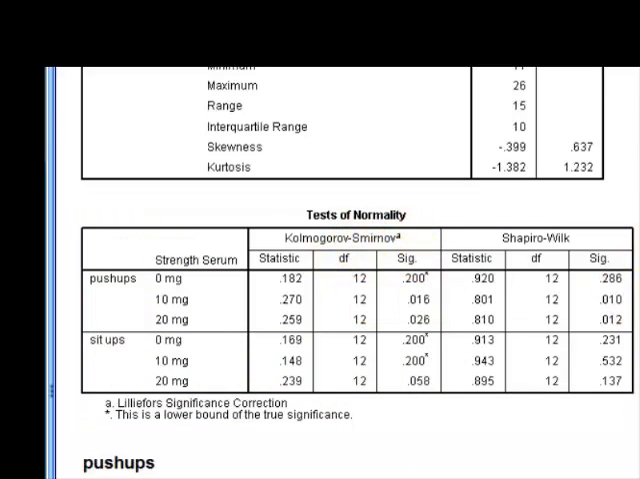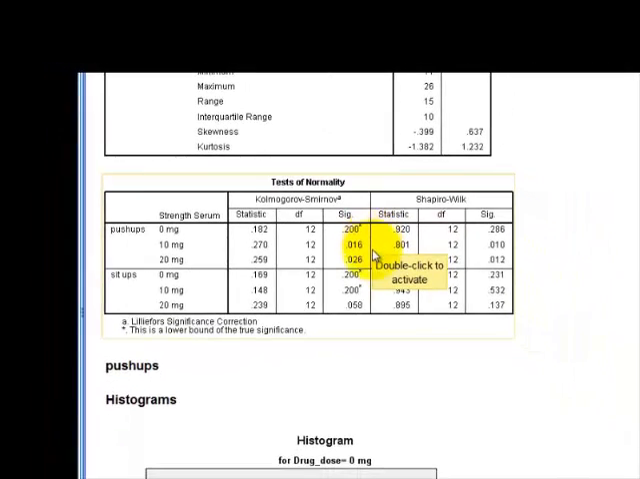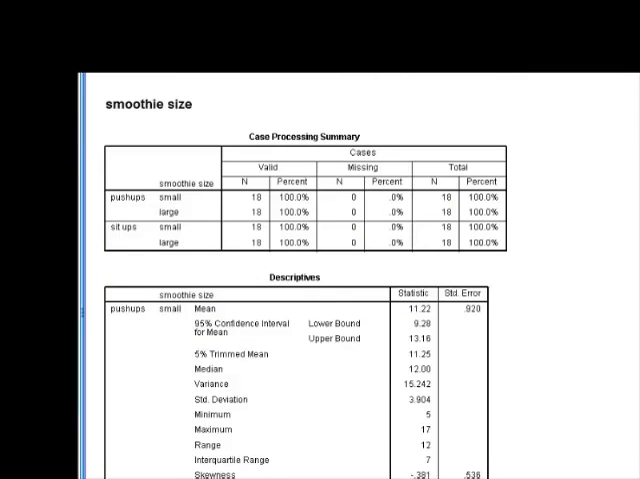Now we have to remember that the ANOVAs and the MANOVAs are what we call very, very robust tests. So we're going to go ahead and keep moving on. This is not a serious violation of normality. So now let's check out the smoothie size. That first one was just the drug dose, so now here's the smoothie size.